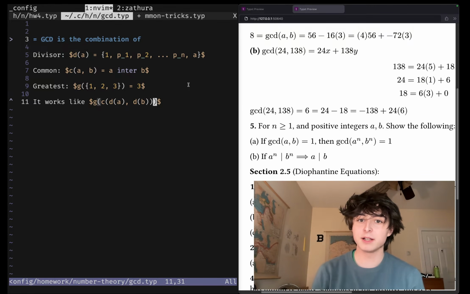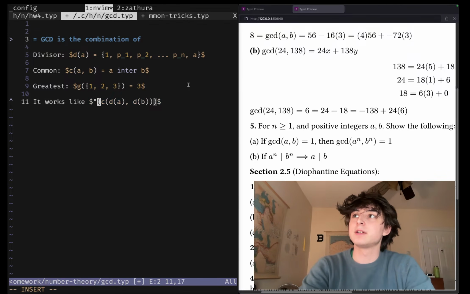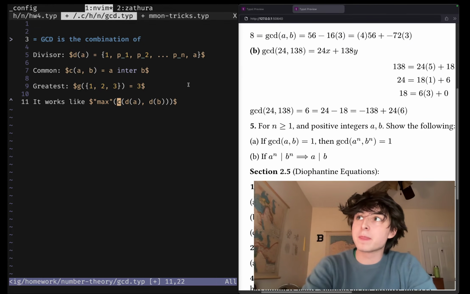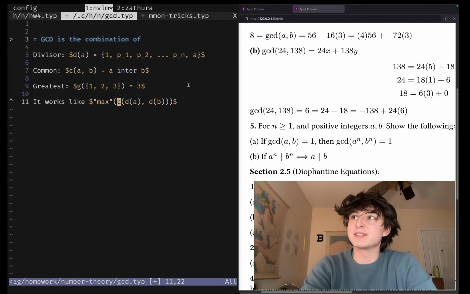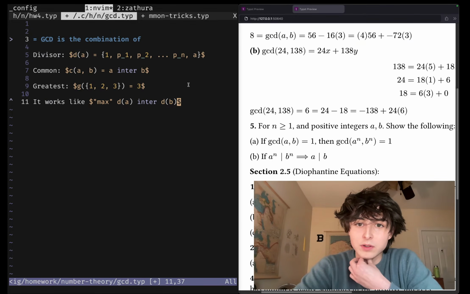So it's basically like, well, this g function is pretty much just a max. It's like max common, or max of the intersection. Actually, I can simplify this even more. Of the sets of divisors of 2 different things.